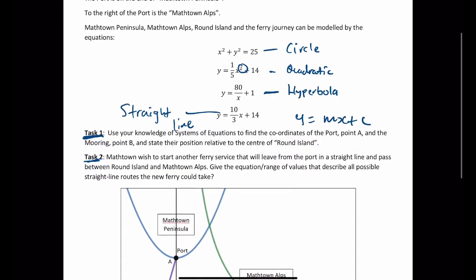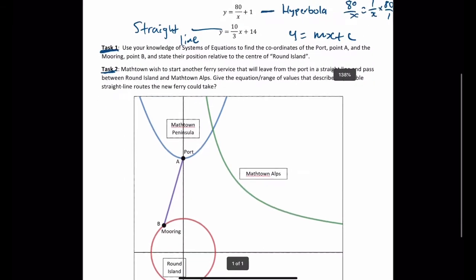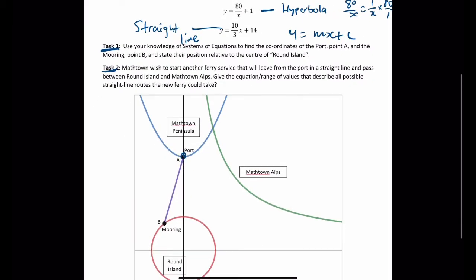It also is a hyperbola because you can split 80 over x into 1 over x times 80 over 1. Therefore y equals 1 over x as a hyperbola, and then the y-intercept doesn't matter because that's your up and down movement. So once you identify the equations, we're going to do task 1. We need to find the two intersections. So that would be the parabola and the straight line graph, and then the circle and the straight line graph.